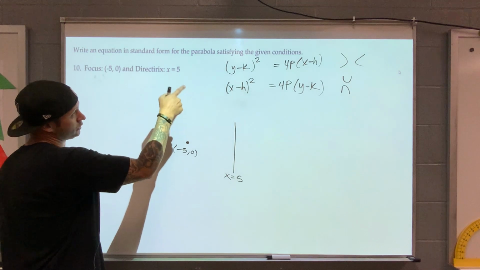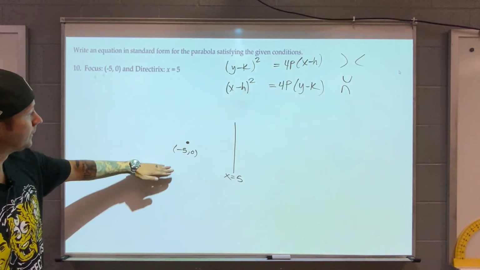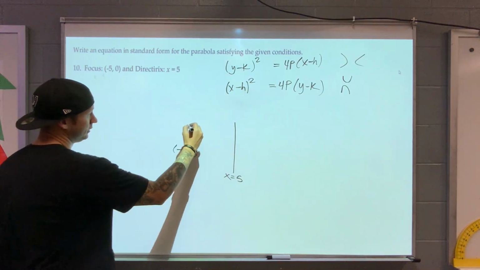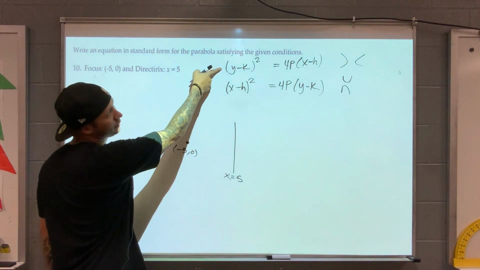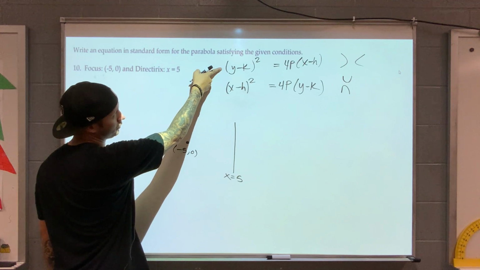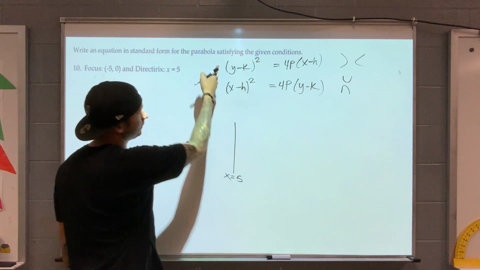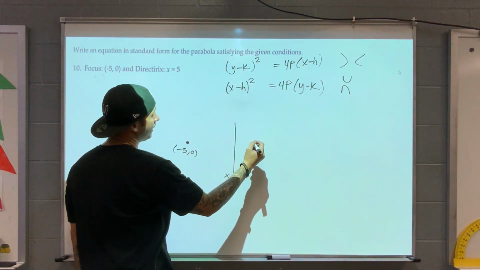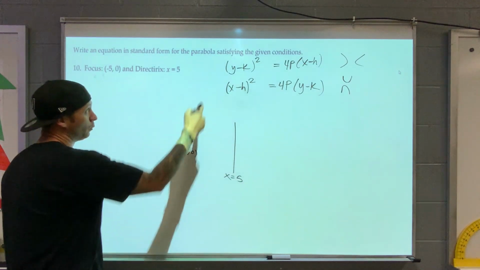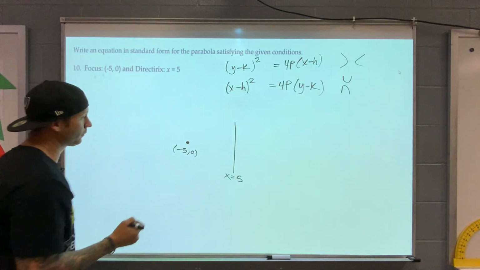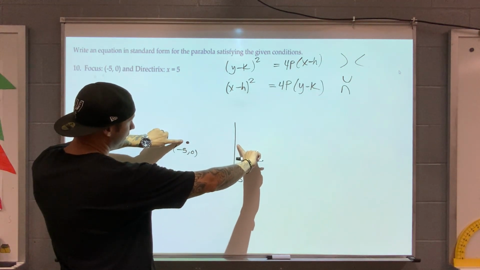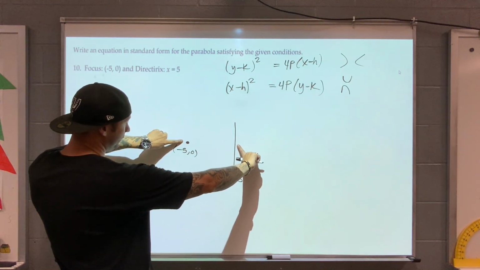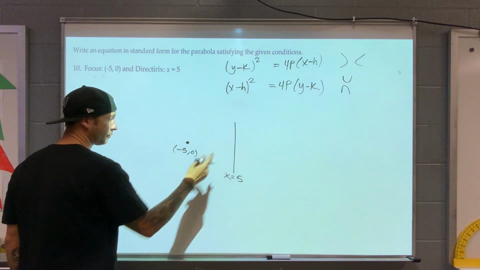So which one of these equations do you think we're dealing with? It's going to open to the left. So it's going to be the y gets the square for sure. Okay, so let's see. We know it's going to be this one. So let's figure out where the vertex is. So the vertex is going to be the midpoint from these two figures.